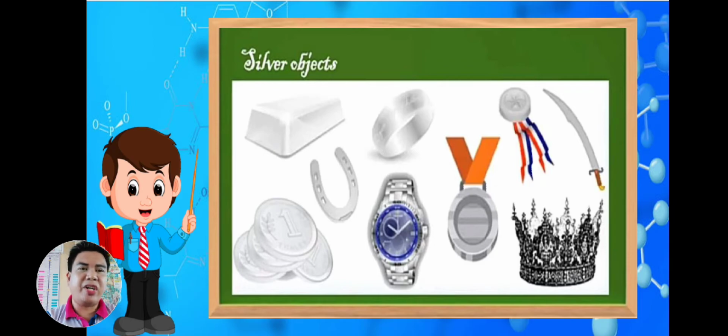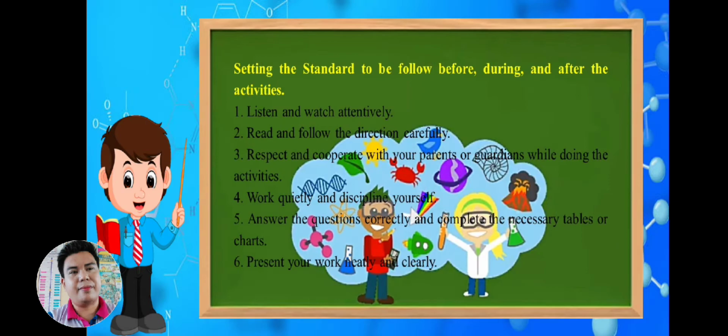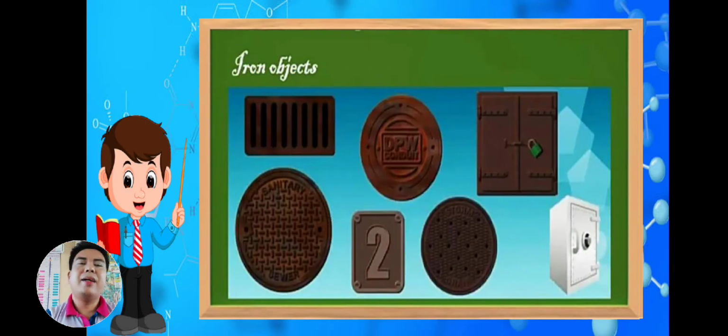Another group of conductor materials are the group of silvers. As you can see, they are made up of silver. We have the crown, sword, medals, watch, horseshoe, silver coin, rings, and bars. They are also conductors. Other materials which are conductors belong to a group of irons. Some of them are made from iron like the doorknobs, the door locks, coin, or even the caja de hierro.